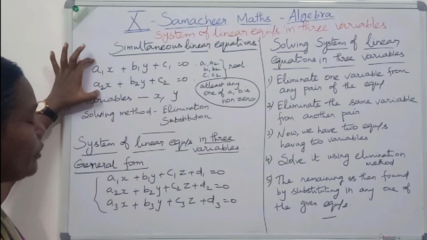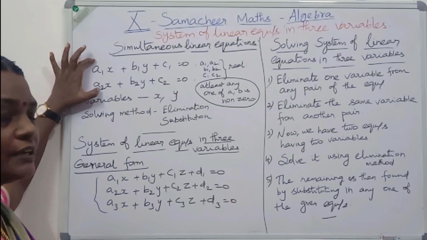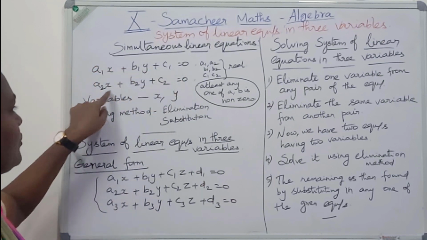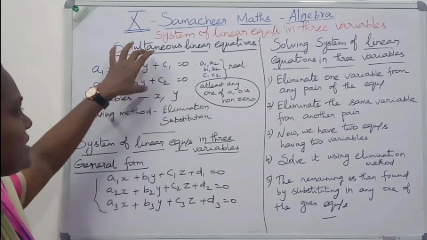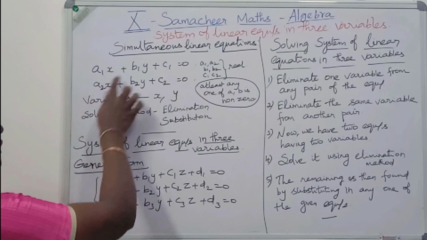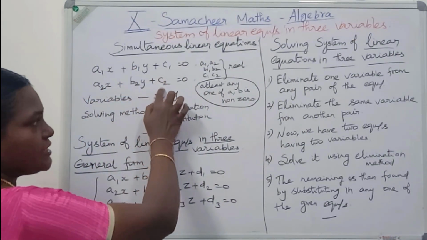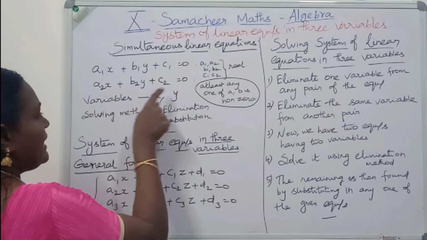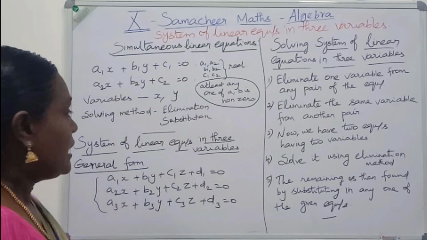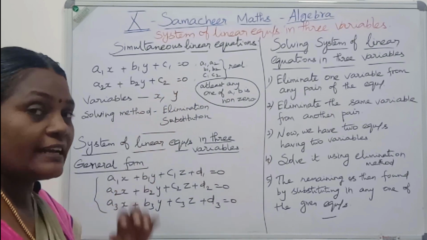So here we are going to solve two linear equations: a1x plus b1y plus c1 equal to 0, a2x plus b2y plus c2 equal to 0. This is the general form of simultaneous linear equations, where the coefficients a1, a2, b1, b2 and the constants c1, c2 are real numbers, and not all of a1, a2, b1, b2 should be equal to 0. This is the condition we learned in 9th standard.